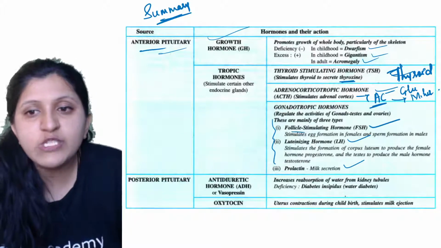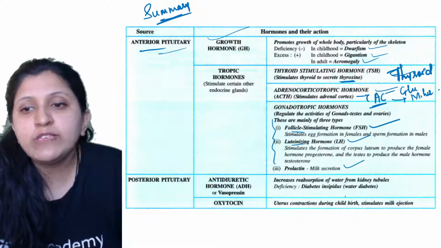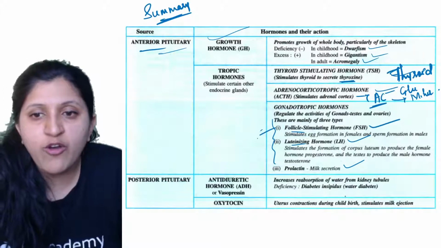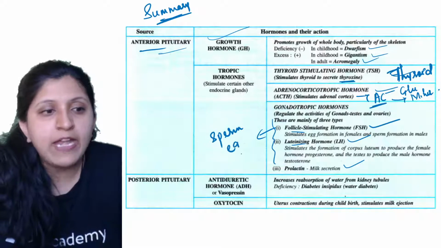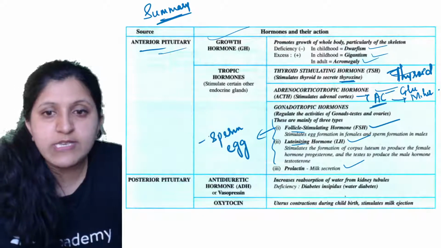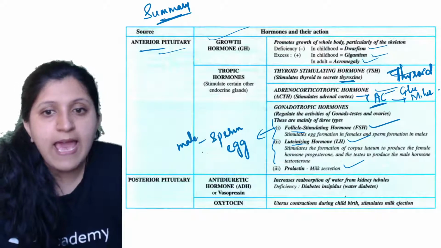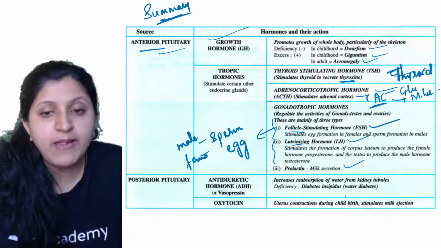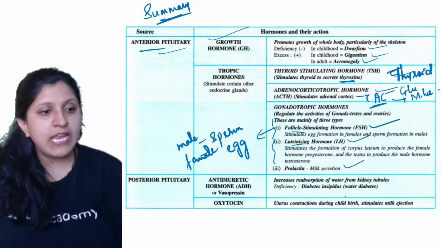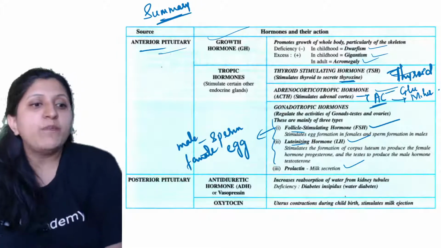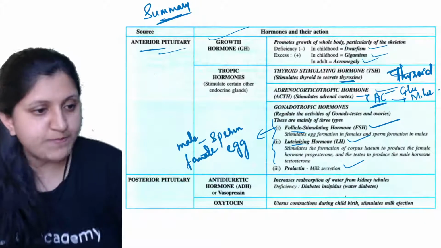This will help in the formation of sperm and the ovum, so sperm and egg production. This is in case of male and this is in case of female. These occur because the hormones FSH and LH are being released from the anterior pituitary.